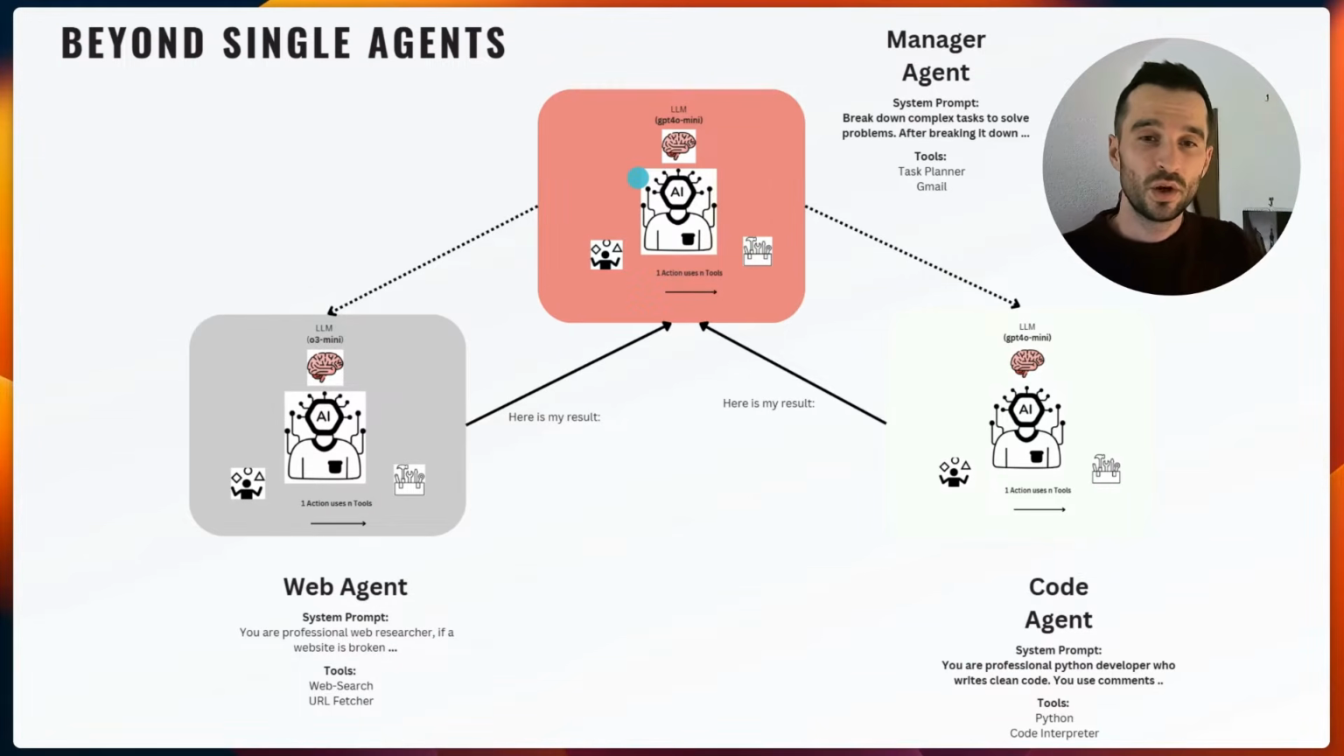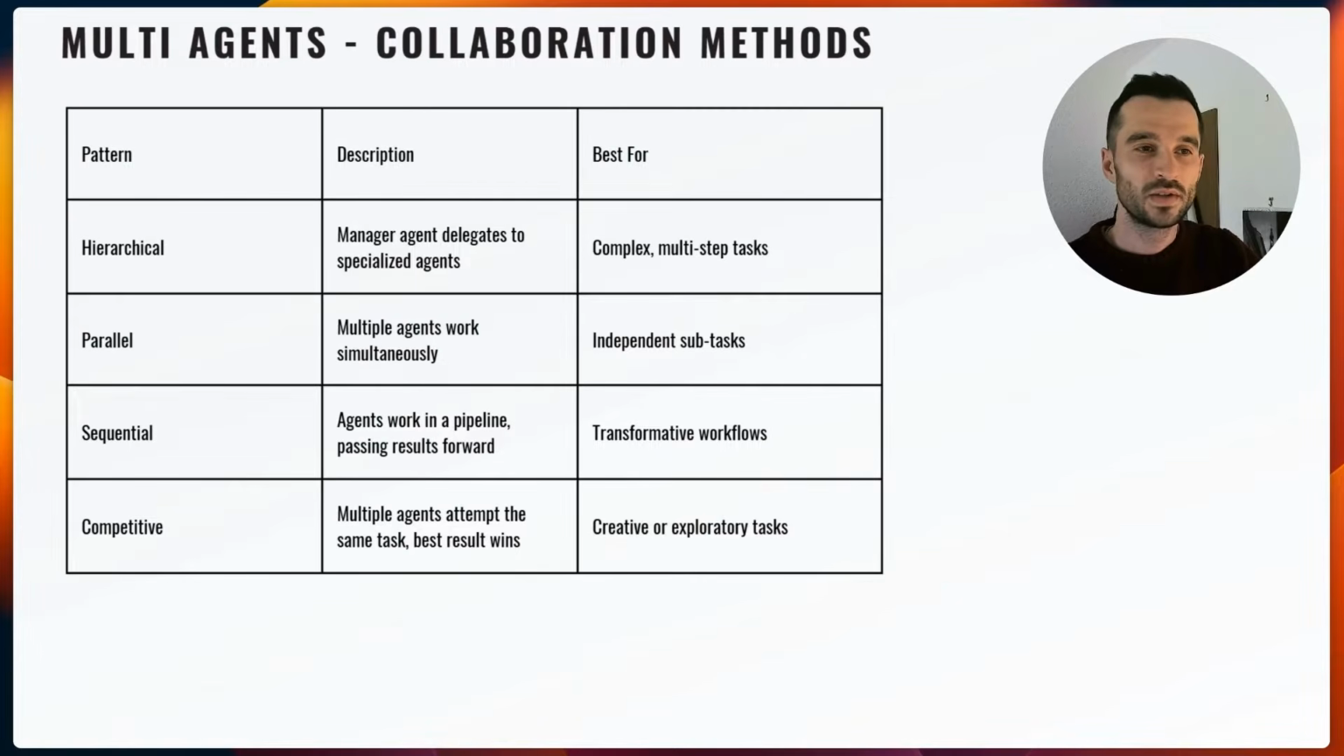So this is only one kind of collaboration method. There are also different ones, as we can see here. For example, we have seen now the first one where we have a manager agent that delegates the task. Then we have also the parallel one where multiple agents work simultaneously on independent subtasks. Then we have the sequential one, so they work then in a pipeline. And then we have a competitive mode where multiple agents attempt to do the same task and the best result wins.